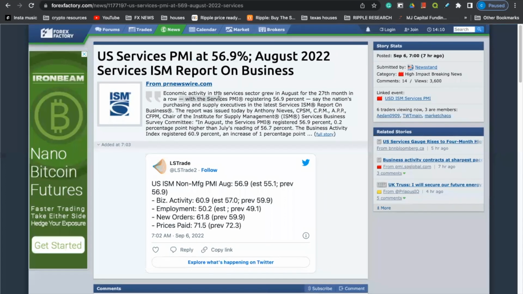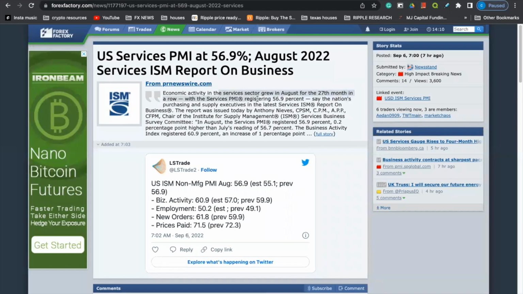Economic growth activity in the service sector grew in August for the 27th month in a row, with the services PMI registering 56.9%, says the nation's purchasing and supply executives in the latest services ISM report on business. The report was issued today by Anthony Nieves. In August, the services PMI registered 56.9%, 0.2 percentage point higher than July's reading of 56.7%.